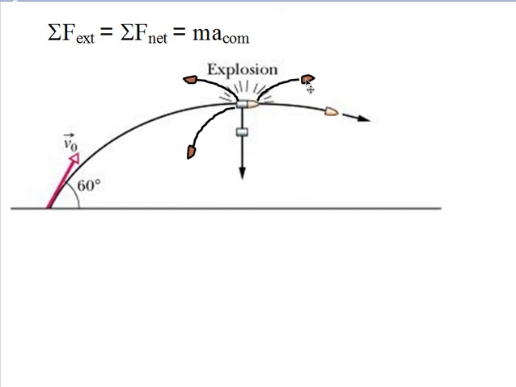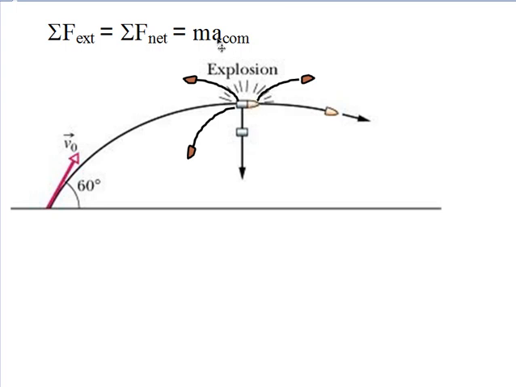And that should be the same as the center of mass of this projectile if it had not exploded. That is to say, are there external forces acting on this? Well, yes. Gravity is an external force acting on this. However, there are no external horizontal forces acting on this. That's projectile motion, right? No external horizontal forces.